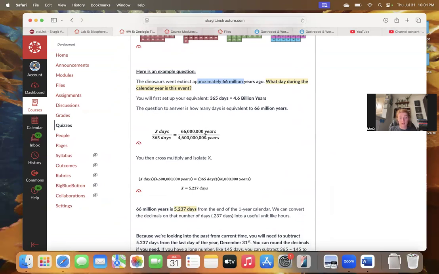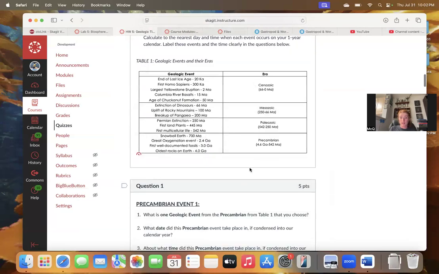Okay, so we're essentially setting up two ratios between calendar years and 66 million years to 4.6 billion years. So this is when dinosaurs died. This is the age of the Earth. This is the length of the calendar year. So what we're doing is solving for the date in the calendar year based on the date that we're given. When we do this equation, the denominators for both of these ratios will stay the same. You're not changing them. You're going to keep 365. You're going to keep 4.6 billion. You're going to change this number based on these here.